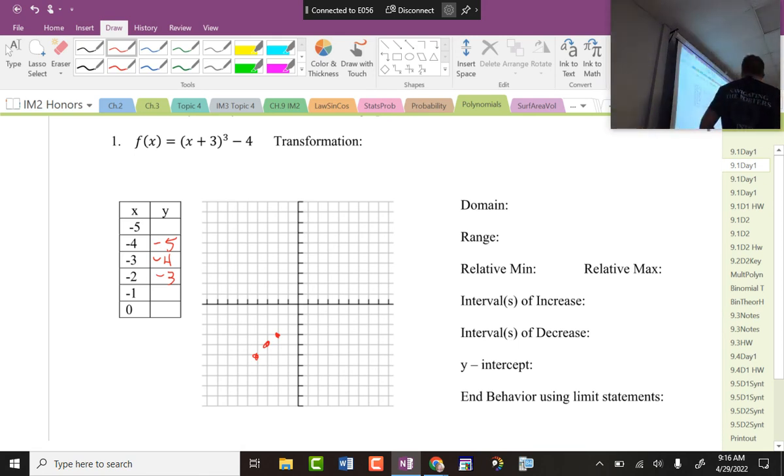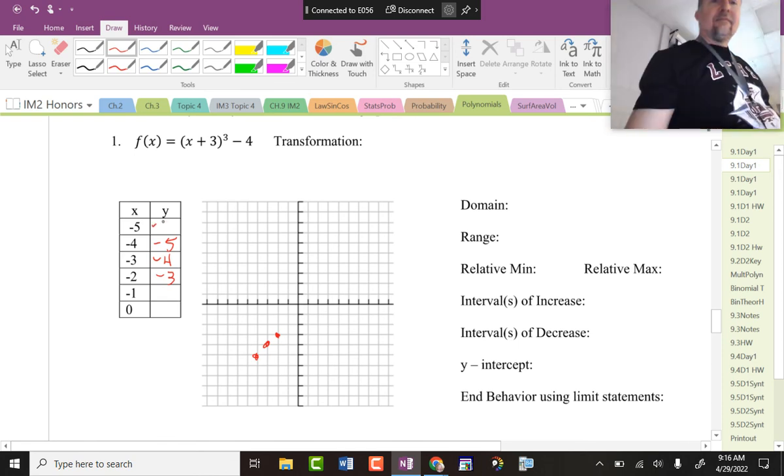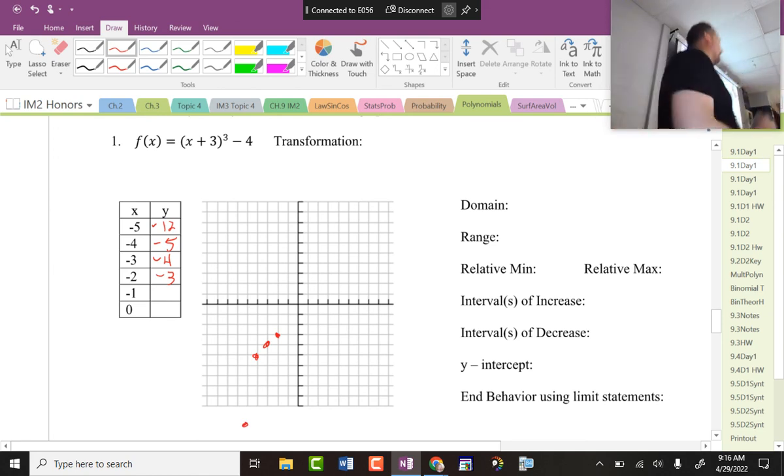-5 plus 3 is -2. -2 cubed is -8. Fumble again. -8 minus 4 is -12. Now that's off my scale, so I'll just kind of go like this. So man, we're really taking off there.